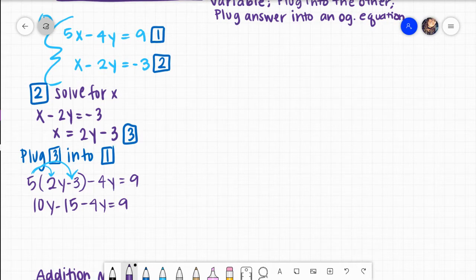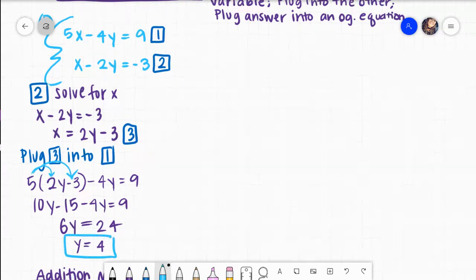So I notice on the left-hand side I have 10y, I have a minus 15, and I have a minus 4y, right? Like a negative 4y. So I'm going to go ahead and combine my like terms. 10y minus 4y gives me 6y. I'm going to move that 15 over. That makes it a positive 15, which gives me a positive 24 on the right-hand side. I'm going to divide both sides by 6, and what I get is 4. So this right here is my y.